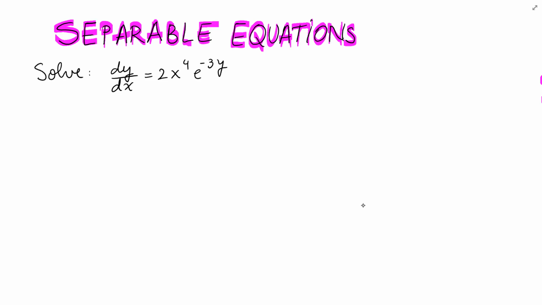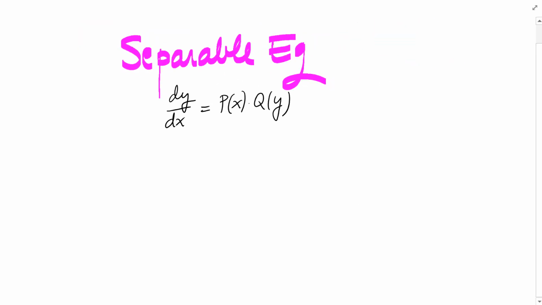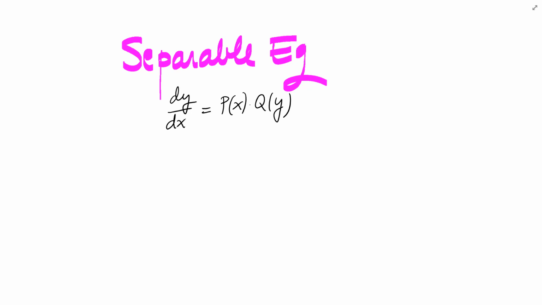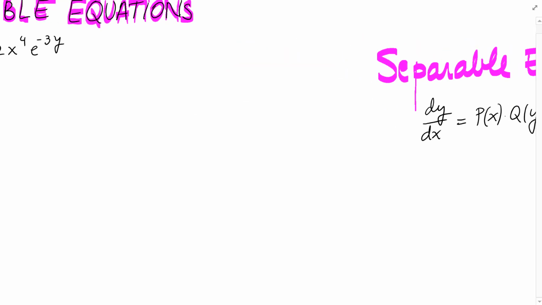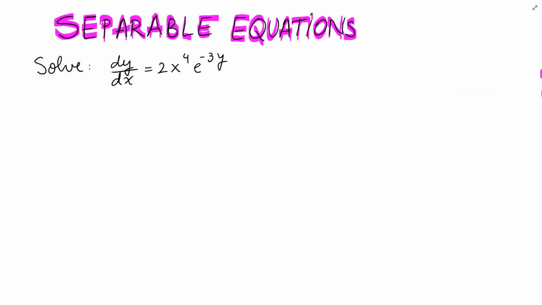Now let's remember that a separable equation is an equation that looks in this form: dy/dx equals a function of x only times a function of y only. So if we take a look at the problem that I chose here, we have dy/dx equals 2x to the 4 times e to negative 3y. So I have a function of x only and a function of y only. So let's solve using the first method, which we said is the formal method.